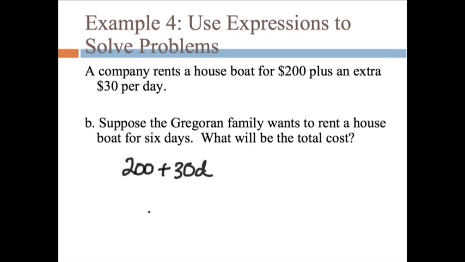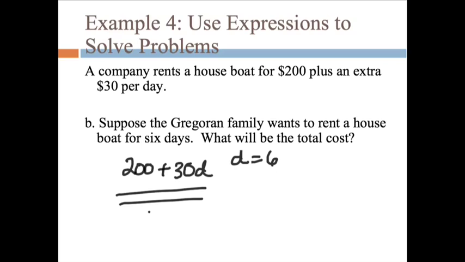So now that we've gotten that information from the first section, we're going to use that to answer the second part. So part B, suppose this family, the Gregorian family, wants to rent a houseboat for 6 days. What will be the total cost? Well, we have our handy dandy formula here. Simply put, we know that D in this case is equal to 6.